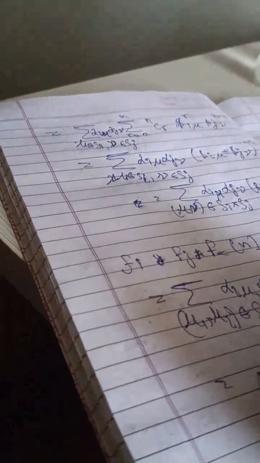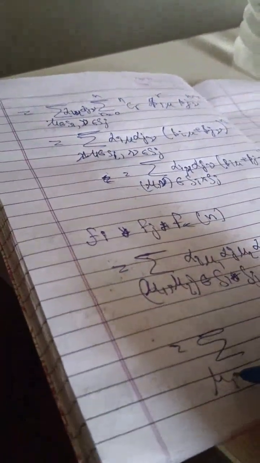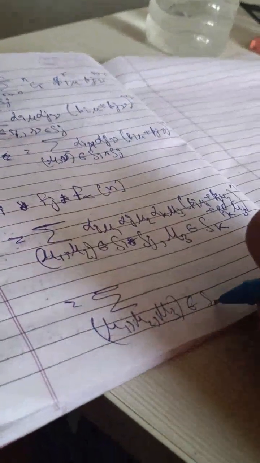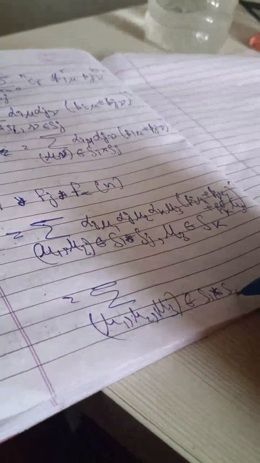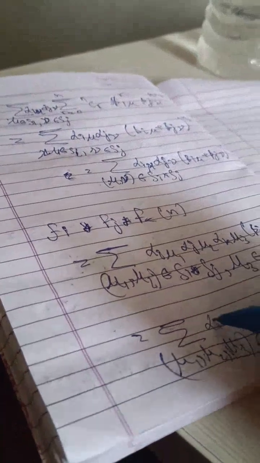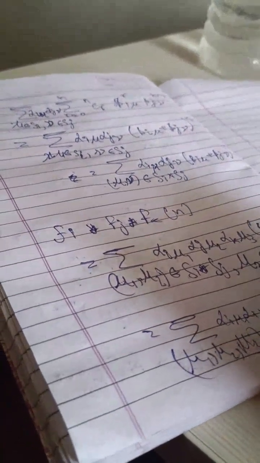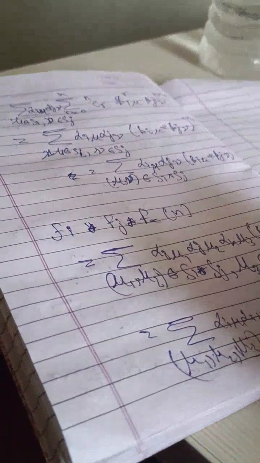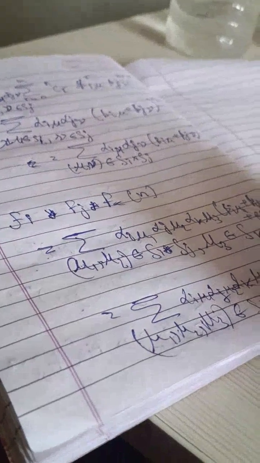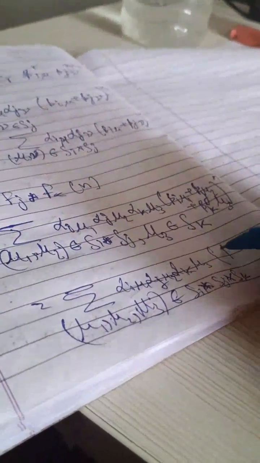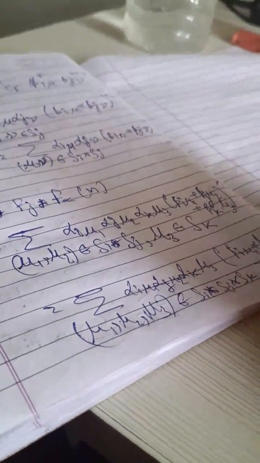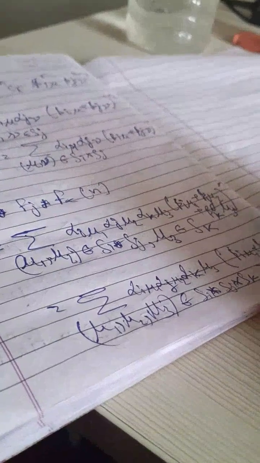which is again nothing but the summation over mu1 mu2 mu3 belonging to si cross sj cross sk of alpha i mu1 alpha j mu2 alpha k mu3 times beta i mu1 plus beta j mu2 plus beta k mu3 power n.